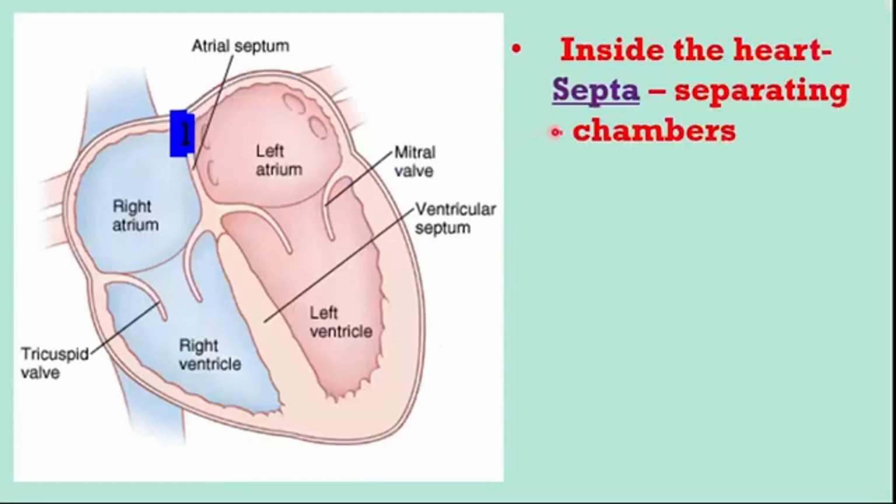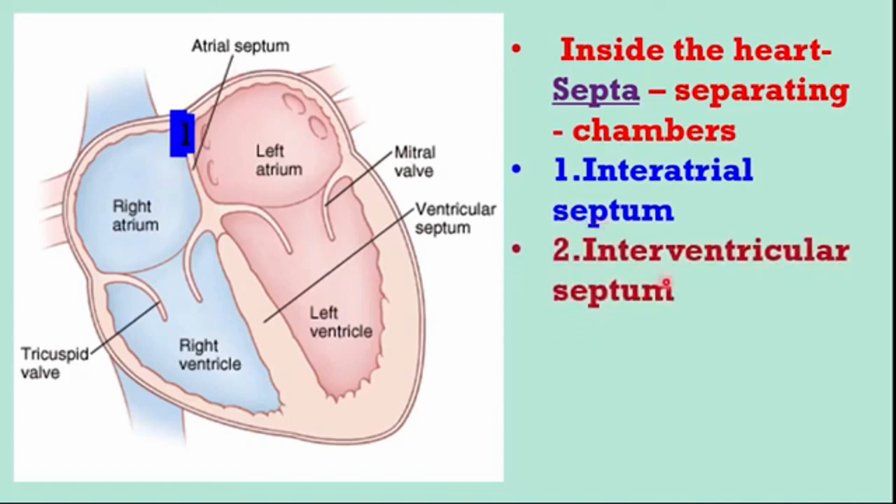Now I'll explain the septa present inside the heart. What are the septa? Where are they located? The septa are nothing but partitions separating the different chambers of the heart. What are the different septa present inside the heart? The first one is the interatrial septum. Inter means in between. Interatrial septum means it is present in between the two atria. So the septum that separates the right atrium from the left atrium is the interatrial septum.